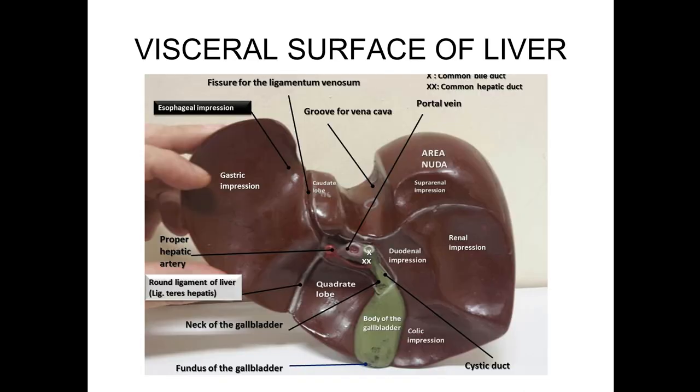One thing I want to repeat once again: the round ligament, or ligamentum teres, is the remnant of the umbilical vein. You will study in embryology that it divides the left part of the liver into medial and lateral sections. Okay.